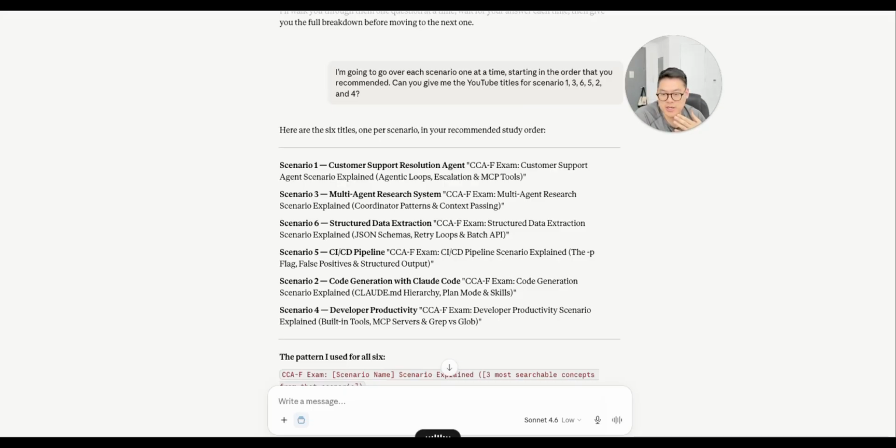Can you go ahead and explain to me why we are attacking scenarios 1, 3, 6, 5, 2, 4 in this particular order? Also, please factor in, I'm pretty sure you also factored into your decision-making process the fact that I'm 100% non-technical, never written a line of code before.